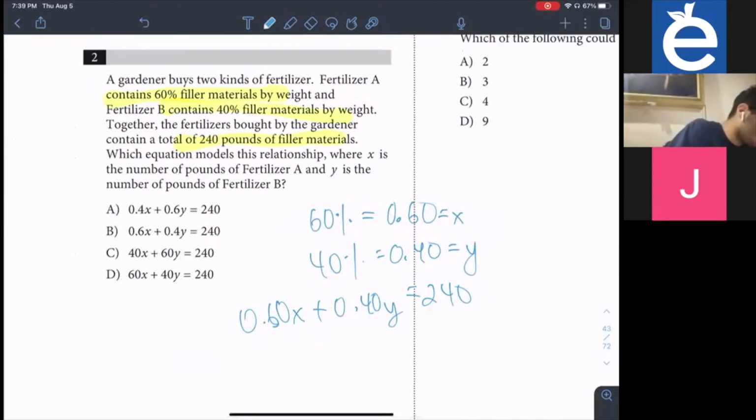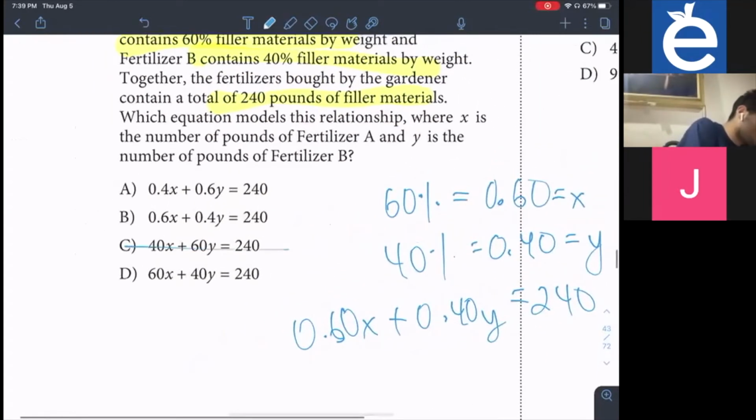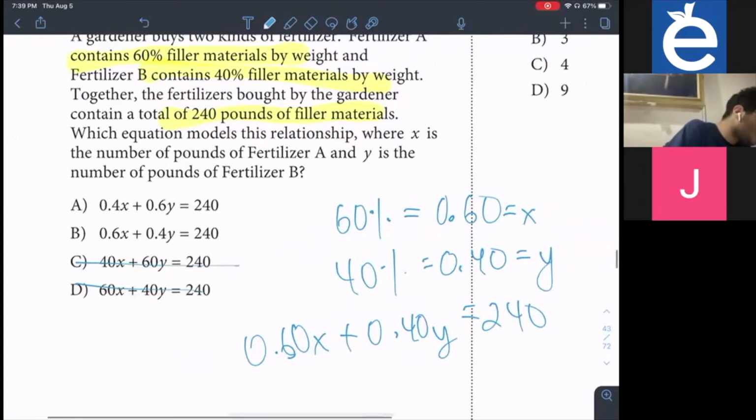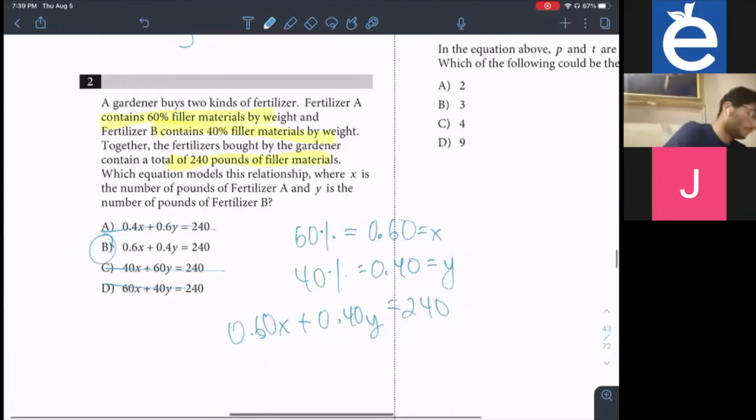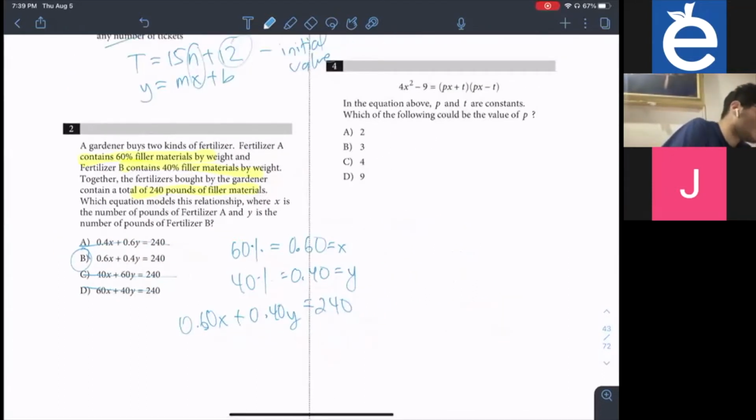So now we have to see which matches. C and D are out because they're not in percentage form, so those are eliminated. Now, the difference between A and B is how they match the variables with the percentage that they gave. In choice A, they said that fertilizer A was 0.4 or 40%, which is not true because that's fertilizer B, so A can be eliminated. So we know that our answer is choice B because it not only matches the correct variables with the percentages, but it also sets equal to 240, and it also converts it into decimal form. So that's why question 2 is B as well.